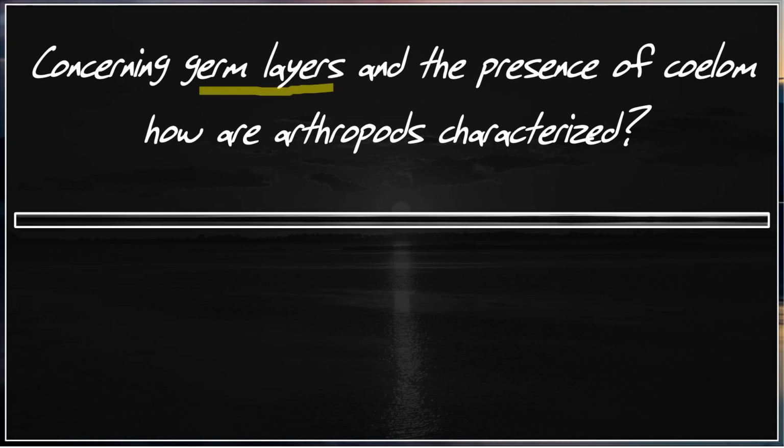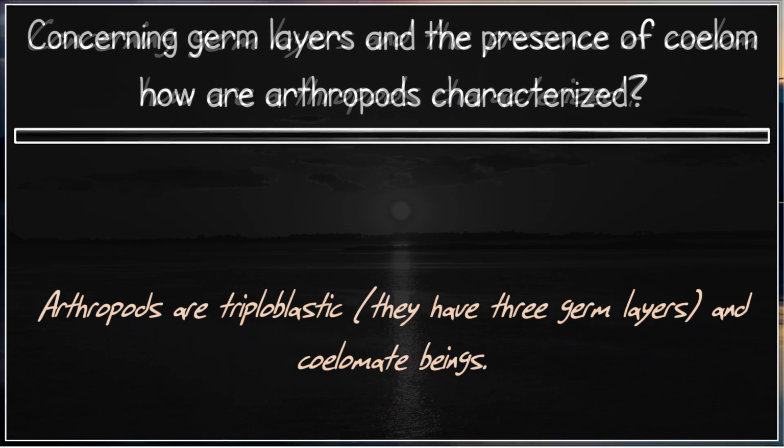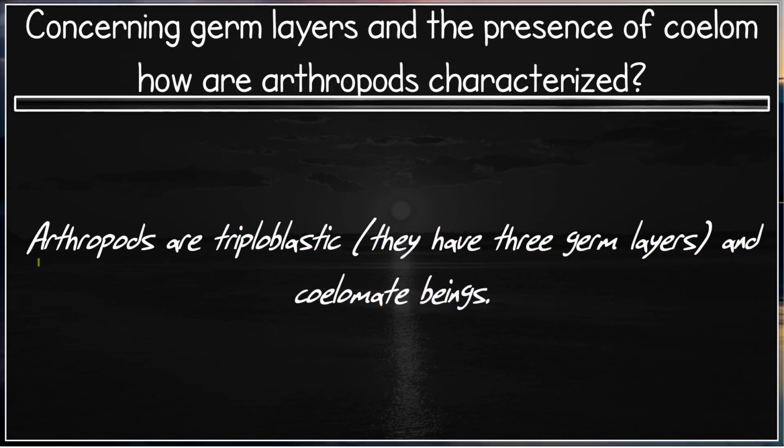Concerning germ layers and the presence of coelom, how are arthropods characterized? Arthropods are triploblastic, they have three germ layers, and coelomate beings.